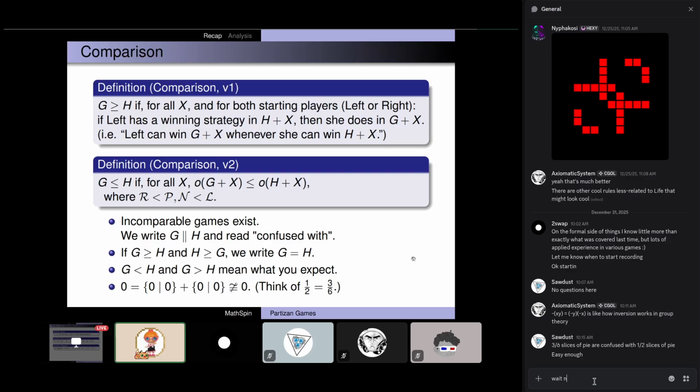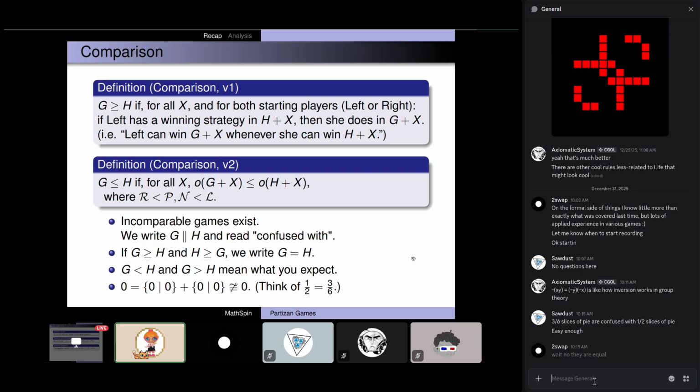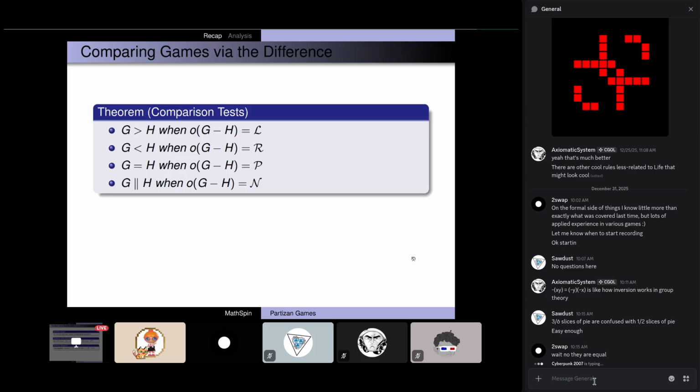So last time we learned some interesting facts, because this definition, as on the screen, requires us to learn things about all games X and all those sums. And that's a whole lot. There's infinitely many games X to look at, so this isn't very practical. But we actually learned and kind of sort of proved some facts, that we can test these inequalities by looking at the difference games and just checking the outcome of that one individual difference game.